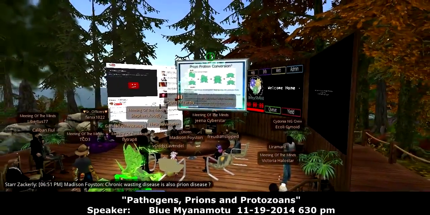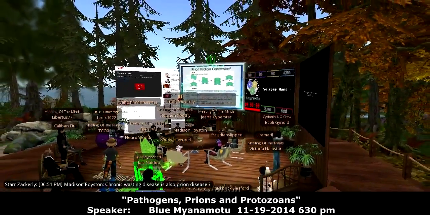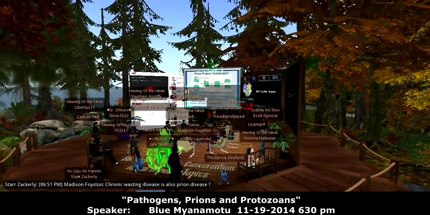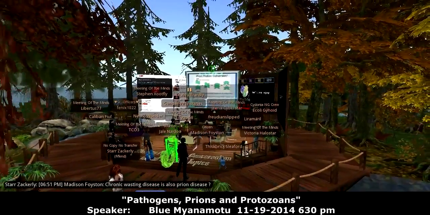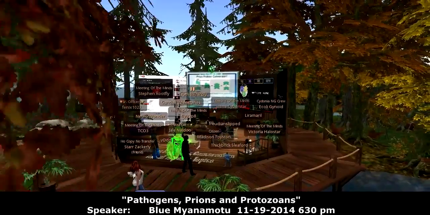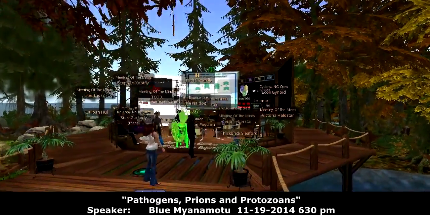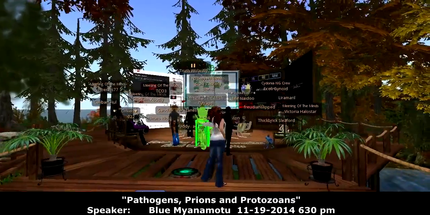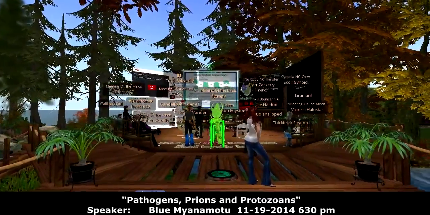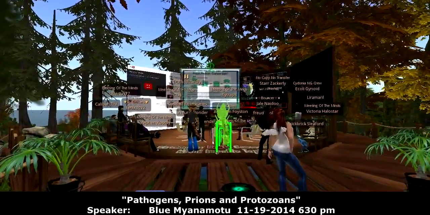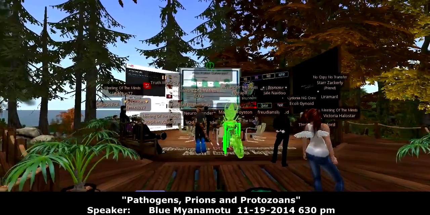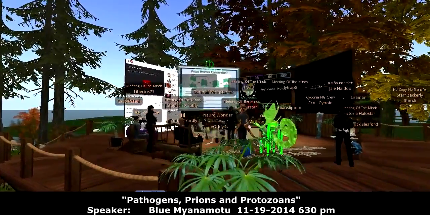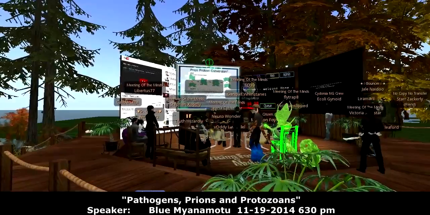Chronic wasting disease is also a prion disease. For instance, sheep get this too. It's called scrapie. When sheep get this disease, they will rub against a fence pole until they rub all the way down to the bone sometimes. They're just no longer conscious.